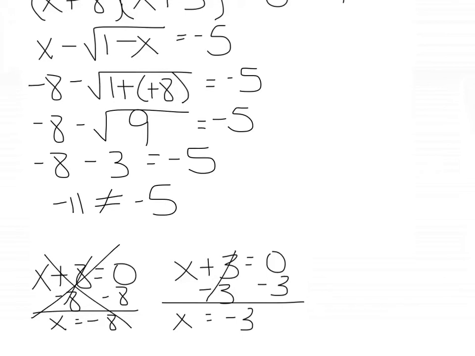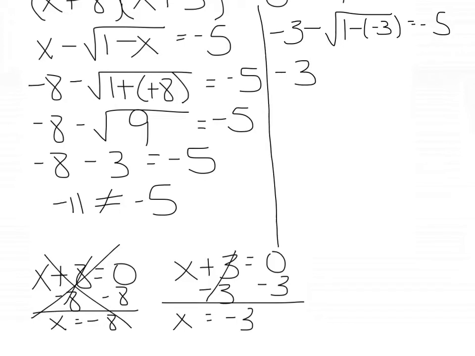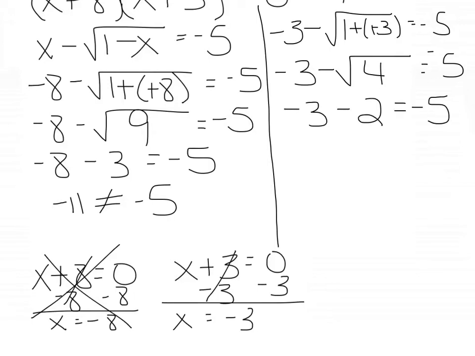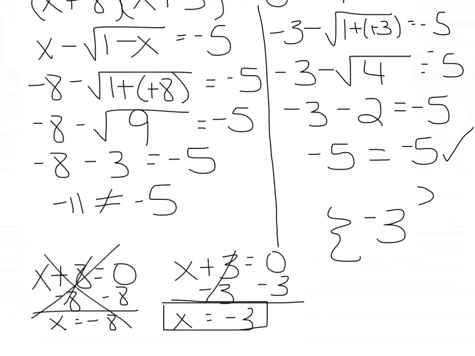Alright, now that we figured out that -8 is not an answer, let's try -3. So -3 minus the square root of 1 minus -3 equals -5. Let's draw a line here so we don't get confused. -3 minus the square root, add a line, change the sign, of 4 is equal to -5. The square root of 4 is 2. Is -3 minus 2 -5? It sure is. So x is -3 is a good answer.